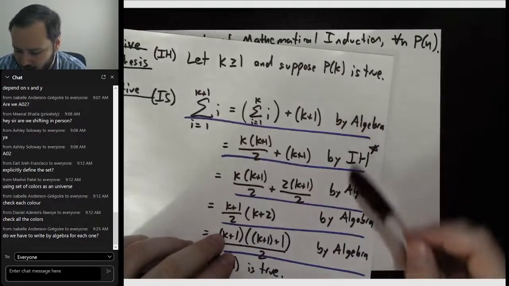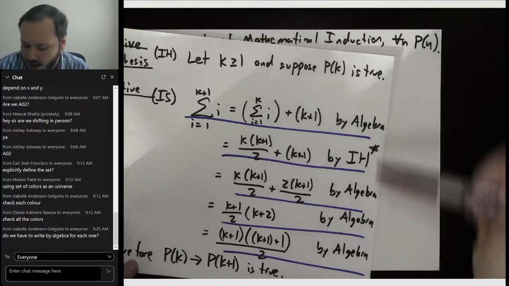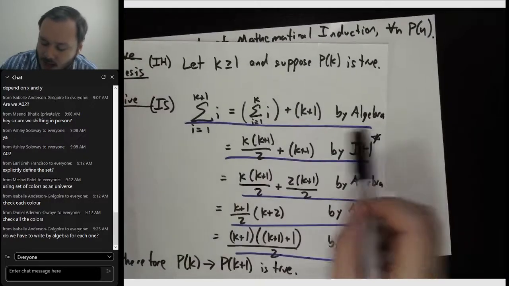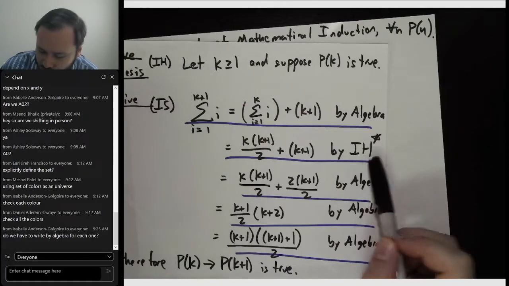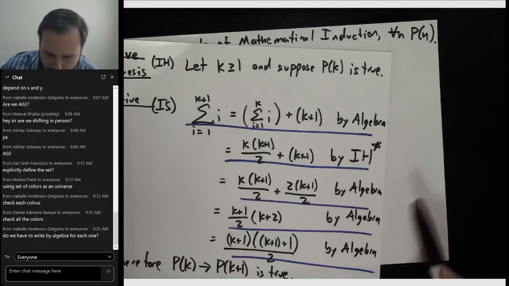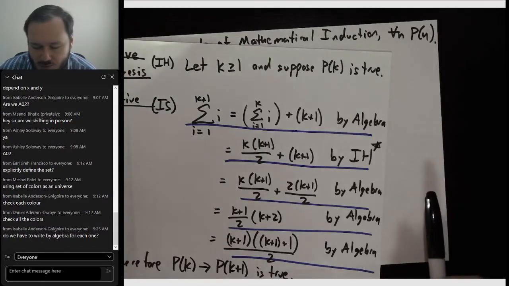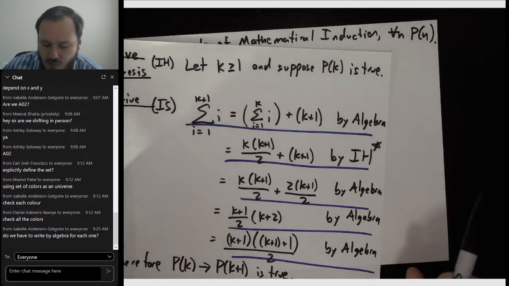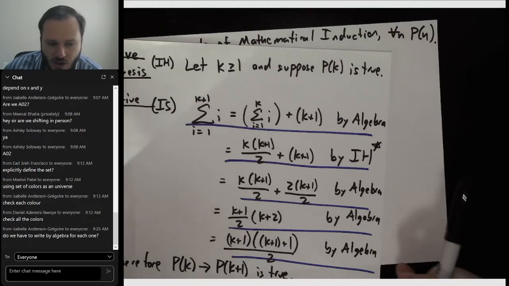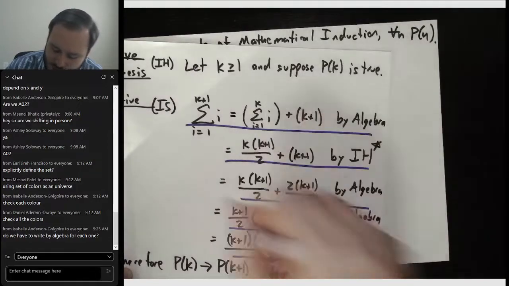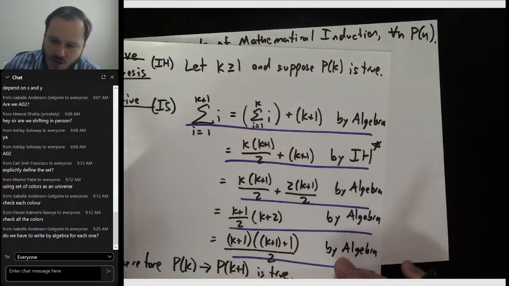Do you have to write "by algebra" for each step? No. I liked writing the steps. A lot of students like writing the steps. "By induction hypothesis" is crucial. The "by algebra" is less crucial. If they were one of our rules, one of our laws of inference, one of our laws of logic, that would be a good place to write that. But if there's no justification, if you're just doing math, "by algebra" or nothing is fine.